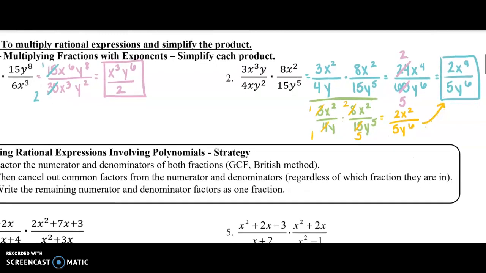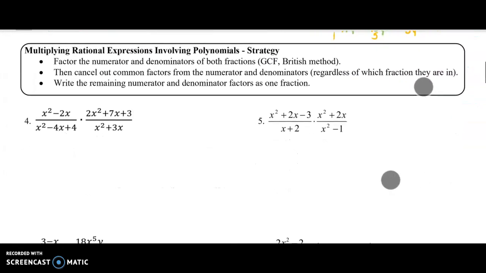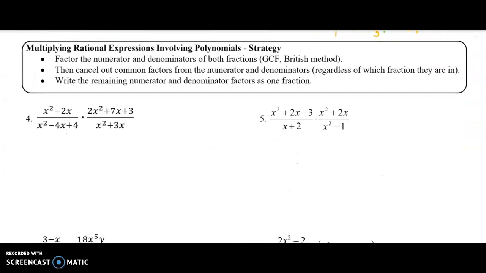Okay? So now we are going to be looking at multiplying rational expressions, so multiplying fractions. But this time they're going to involve polynomials. So we have a strategy that we're going to follow. First, we're going to factor the numerator and denominators of both fractions. We're going to factor them separately, whether that's GCF, factoring a trinomial, the British method, grouping, whatever it might be. Then we're going to cancel out common factors from the numerator and denominators, regardless of which fraction they're in. I'll show you what that looks like once we get into it.